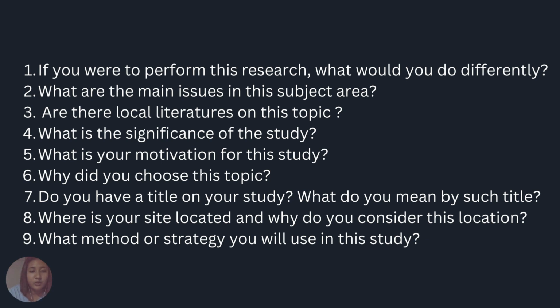Number 3, are there local literatures on this topic? Yes, there are local literatures on this topic. Number 4, what is the significance of the study?